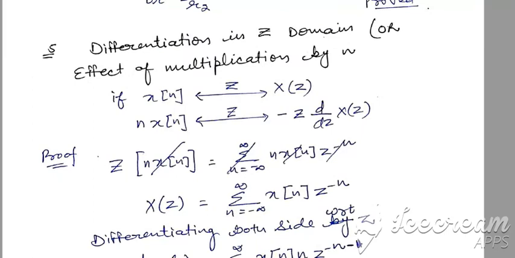Next property is differentiation in z domain or effect of multiplication by n. In this property, if the z transform of x[n] is equal to X(z), then the z transform of n into x[n] is equal to minus z d by dz of X(z). Let's start with the proof of this property.